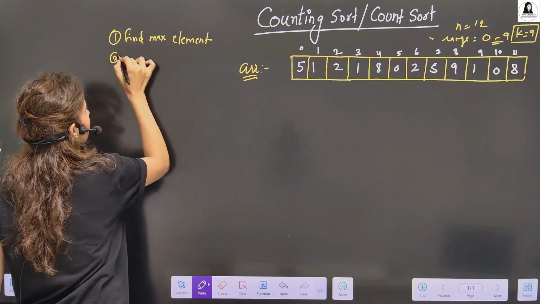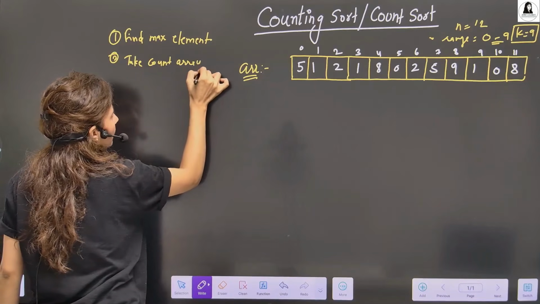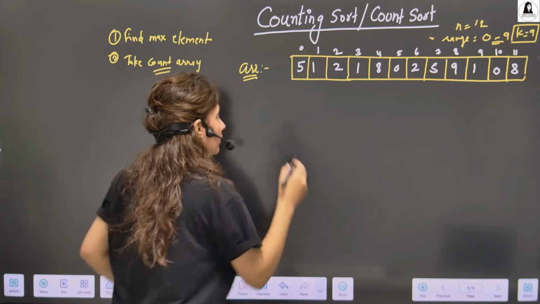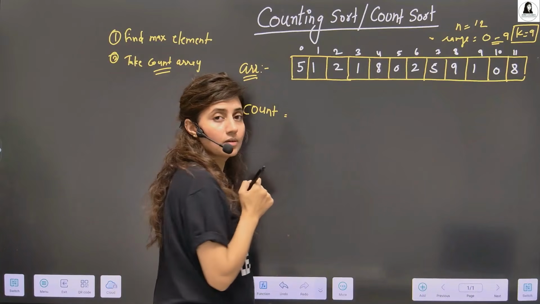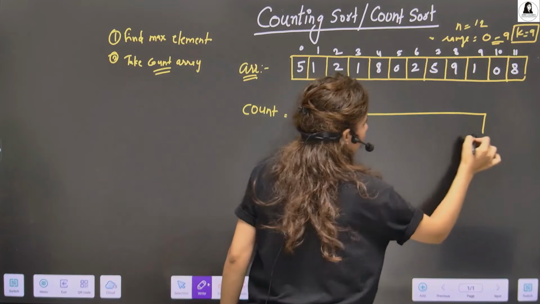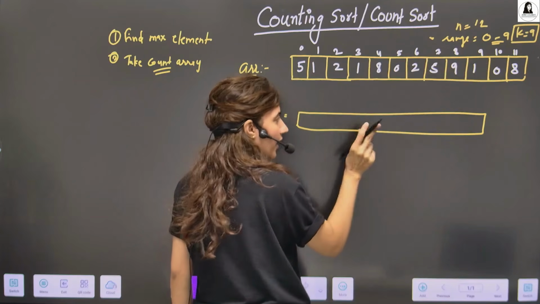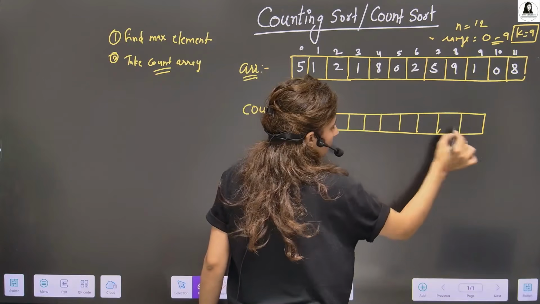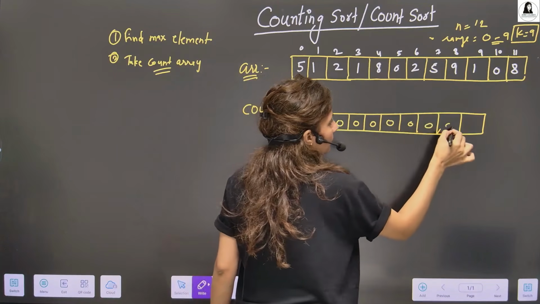Second, we take a count array. We take a separate array, you can say another array. We name it count, or any array name you can take, because it's counting sort. So I'm just naming it count array. The size of this array would be the maximum element plus 1. So the size would be 10 because the maximum element is 9. Why 10? I'll show you. 10 elements, initialized with 0. At first 0, 0, 0.